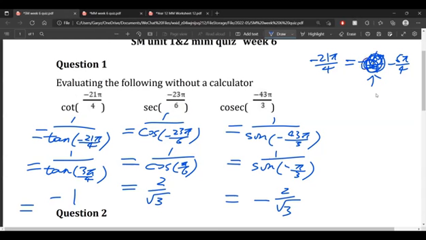So these two are equal to each other. And negative 5 pi on 4 is the same as 3 pi on 4. And that's how I arrived at this angle here. And after evaluating that, it will give us negative 1.